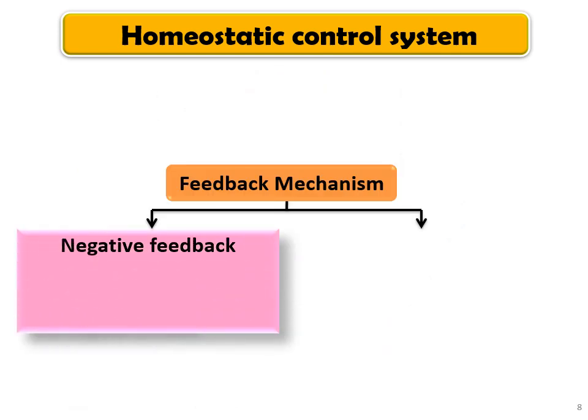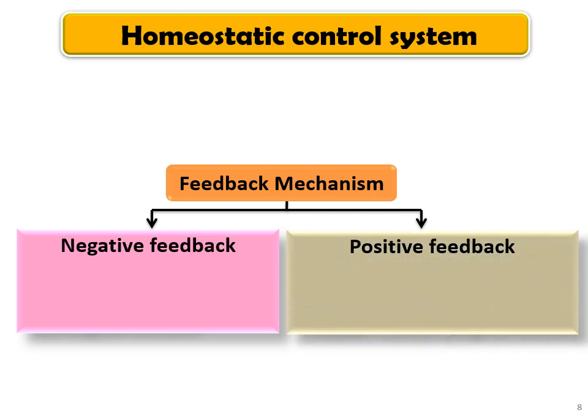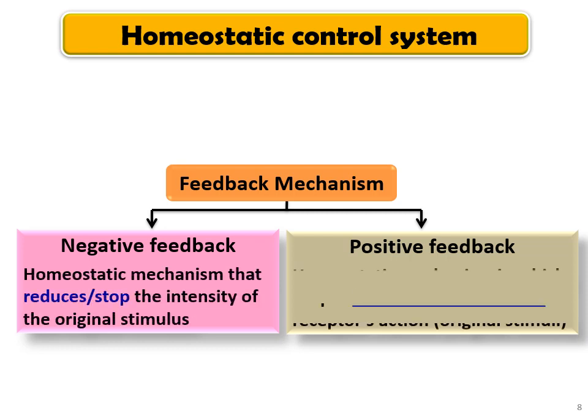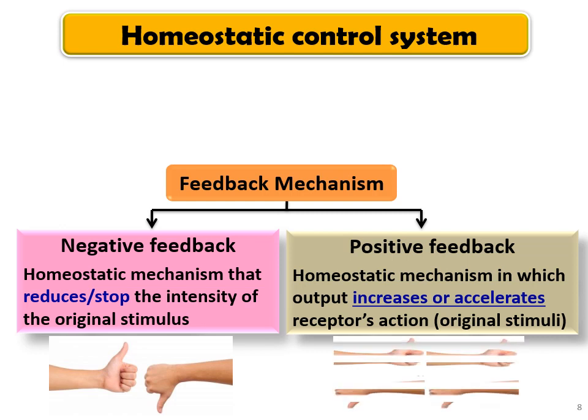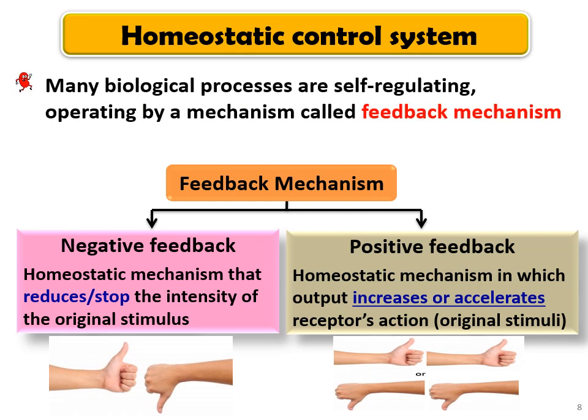Okay, many biological processes are self-regulating. It is operated by a mechanism called feedback mechanism. So here we have two types of feedback mechanism. The first one is negative feedback, and next we have positive feedback. So negative feedback, it will reduce or stop the intensity of original stimulus, and then for positive feedback, it will increase or accelerate receptor's action from original stimuli.